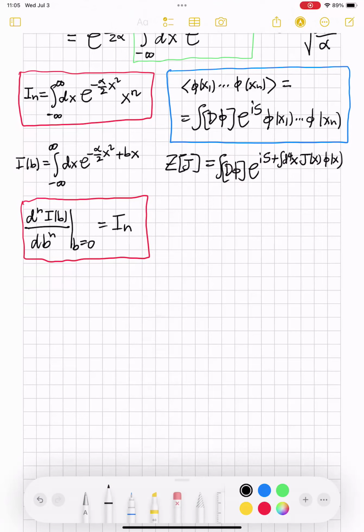And why is Z of J interesting? Well, Z of J is interesting because of the following formula. If we take n functional derivatives of Z of J, sorry, let me just do that.